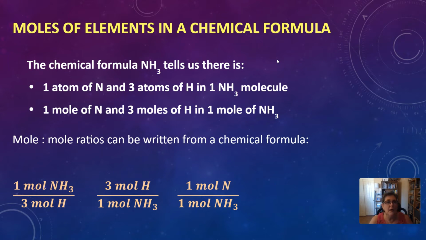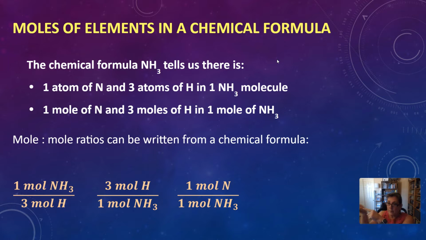They're too small. So instead, we're going to deal with moles. So NH3 also tells us 1 mole of nitrogen and 3 moles of hydrogen are in 1 mole of NH3. Okay, so we're going to use those 3 and 1 numbers to make mole ratios.